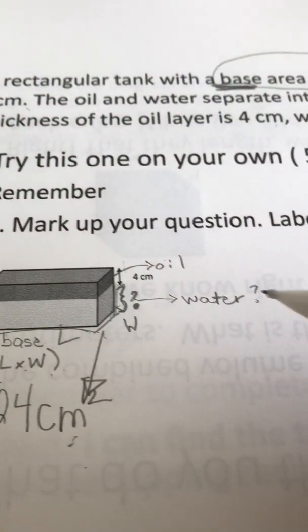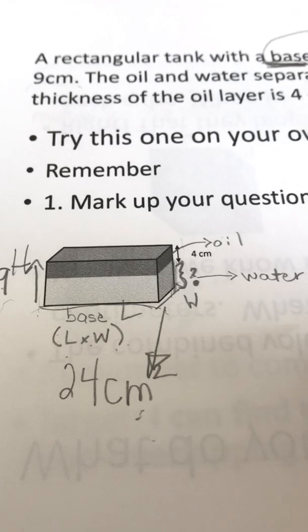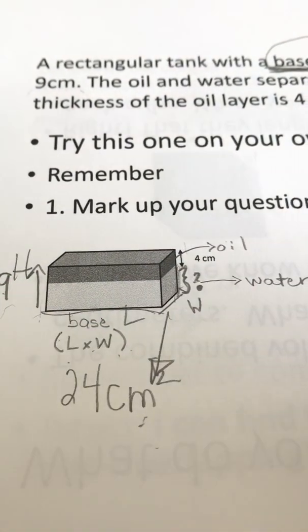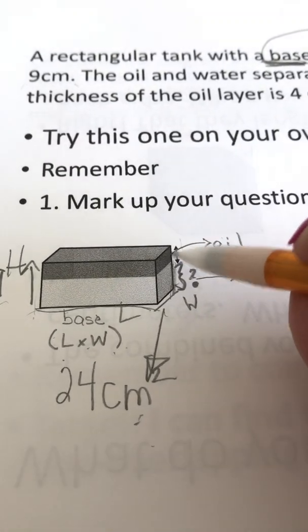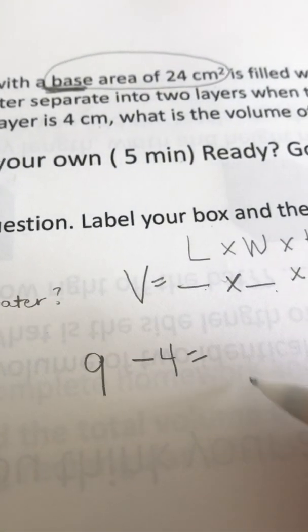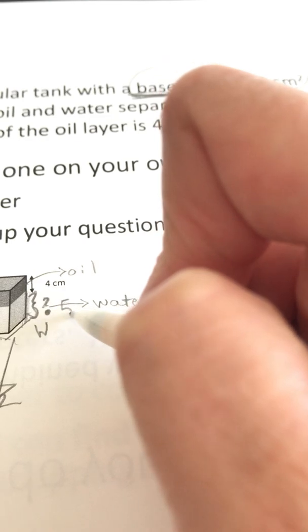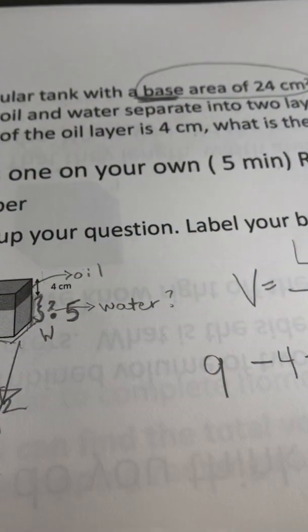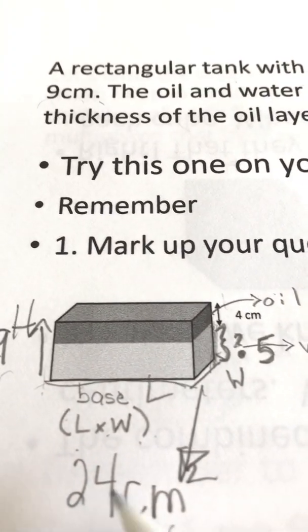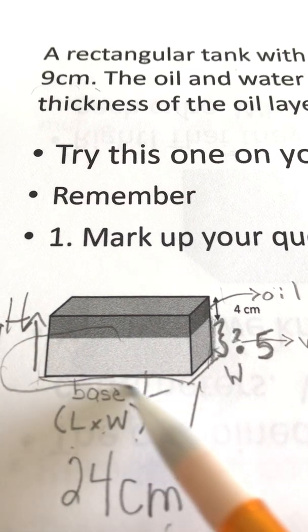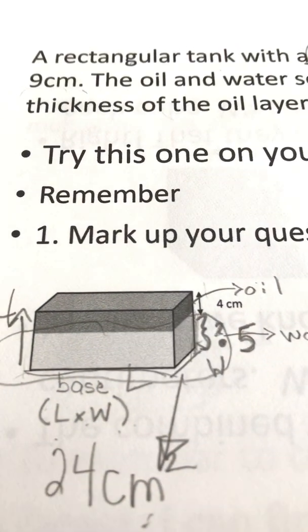Okay, I would say 9, the total depth, minus the 4 from the oil gives us 5. So that would bring me here. I can label this as 5. Okay, so now let's go back to our formula. They want to know the bottom box now. What is this going to be?